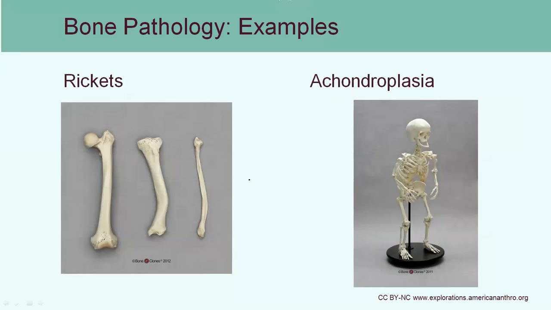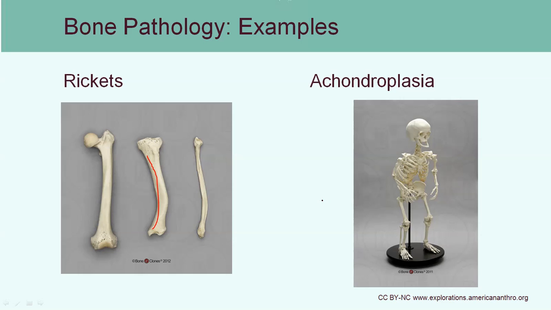In rickets, we also see bent bones, and these bent bones are found in children because of the fact that when their bones develop, they didn't have enough vitamin D, and so the extra weight has put pressure on their bones, and by the time they're an adult and the bones have fused, they are in this malformed shape.